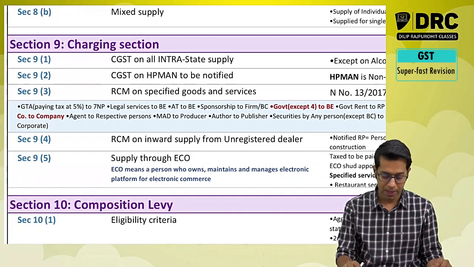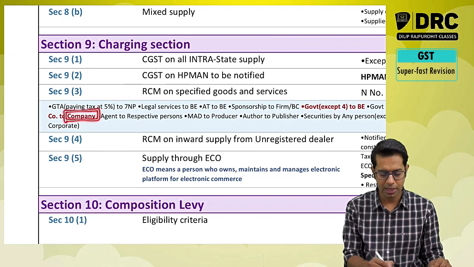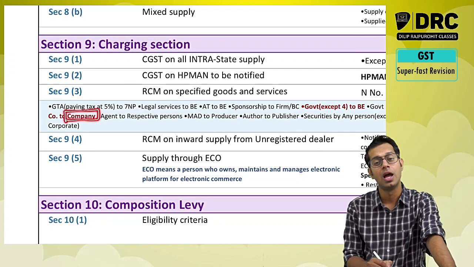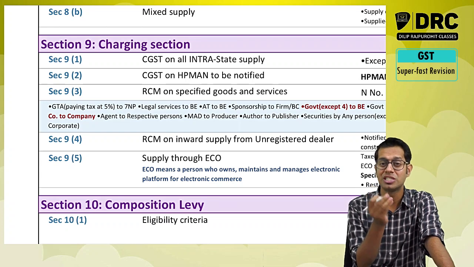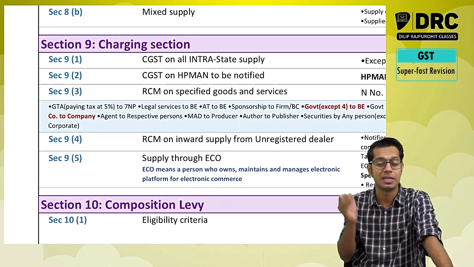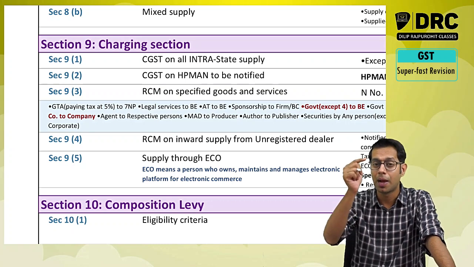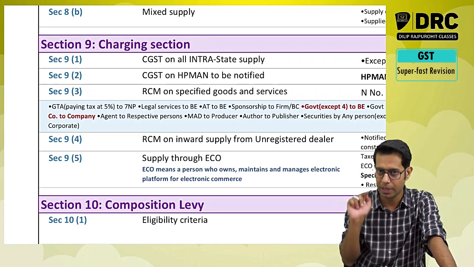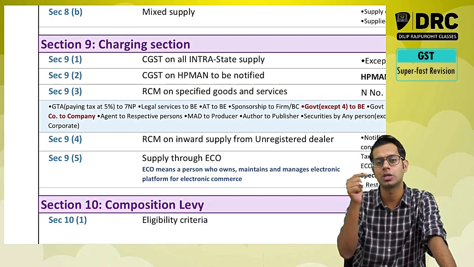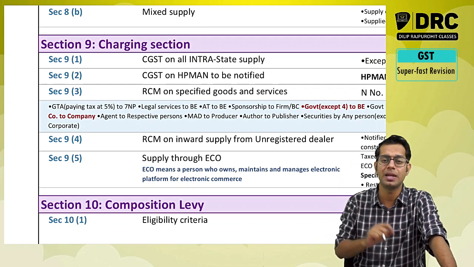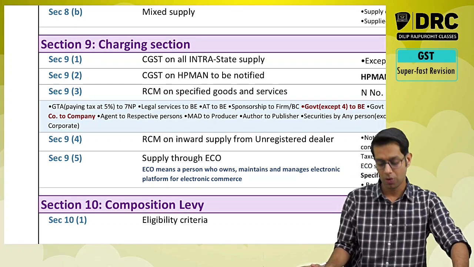Director of the company is giving services to the said company. The said company will have to pay the taxes under reverse charge. However, please make sure that if the director is giving services in his private capacity, in his personal capacity, then it will be taxable under forward charge. Director giving services to the company as a director of the company is taxable under reverse charge. Director giving services to the company in his personal, independent capacity is not. It is taxable under forward charge.